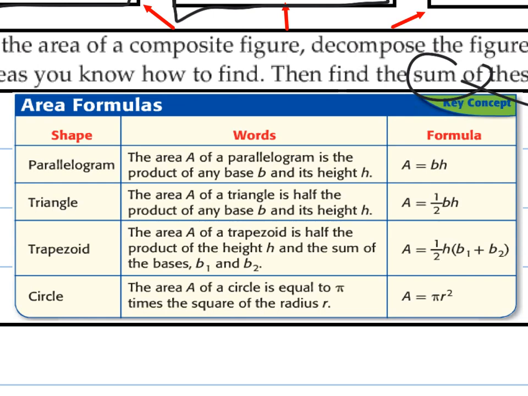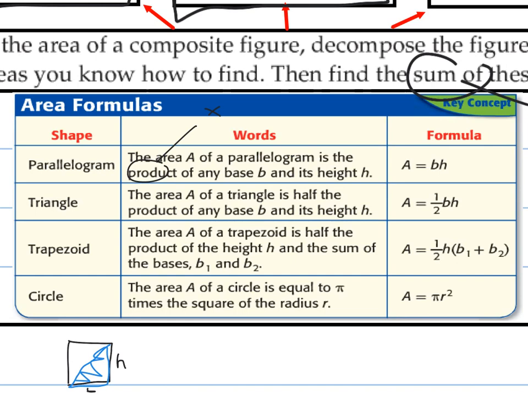What does that mean? The area A of a parallelogram is the product, multiplication, of any base, B, and its height, H. The area of a triangle is A equals 1/2 times B times H, which means the area A of a triangle is half the product of any base B and its height, H. Looking at that, if I had a square, that's a parallelogram, I would do base times height, but if it's a triangle, it's only half of that parallelogram, so that's why we cut it in half.